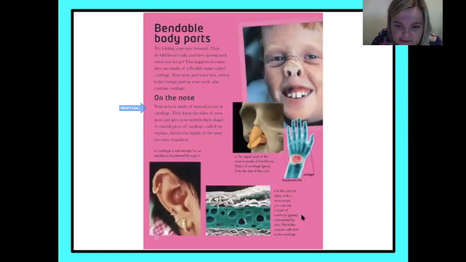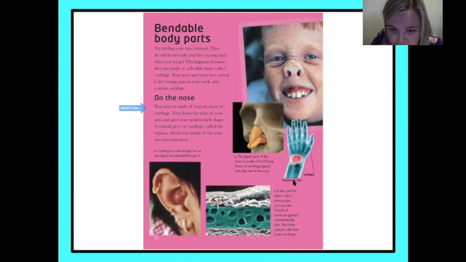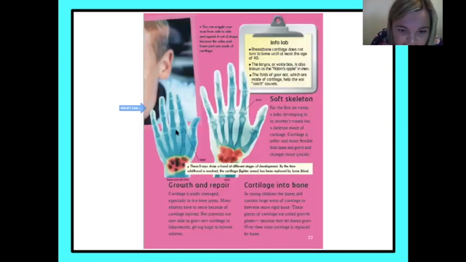Oh, so look, this is like growing. So it looks like there is cartilage here right now, in a 2-year-old child. And then it's kind of getting smaller, and then look, it turns to bone. So these x-rays show a hand at different stages of development. By the time adulthood is reached, the cartilage, the lighter area, has been replaced by bone, which is blue.